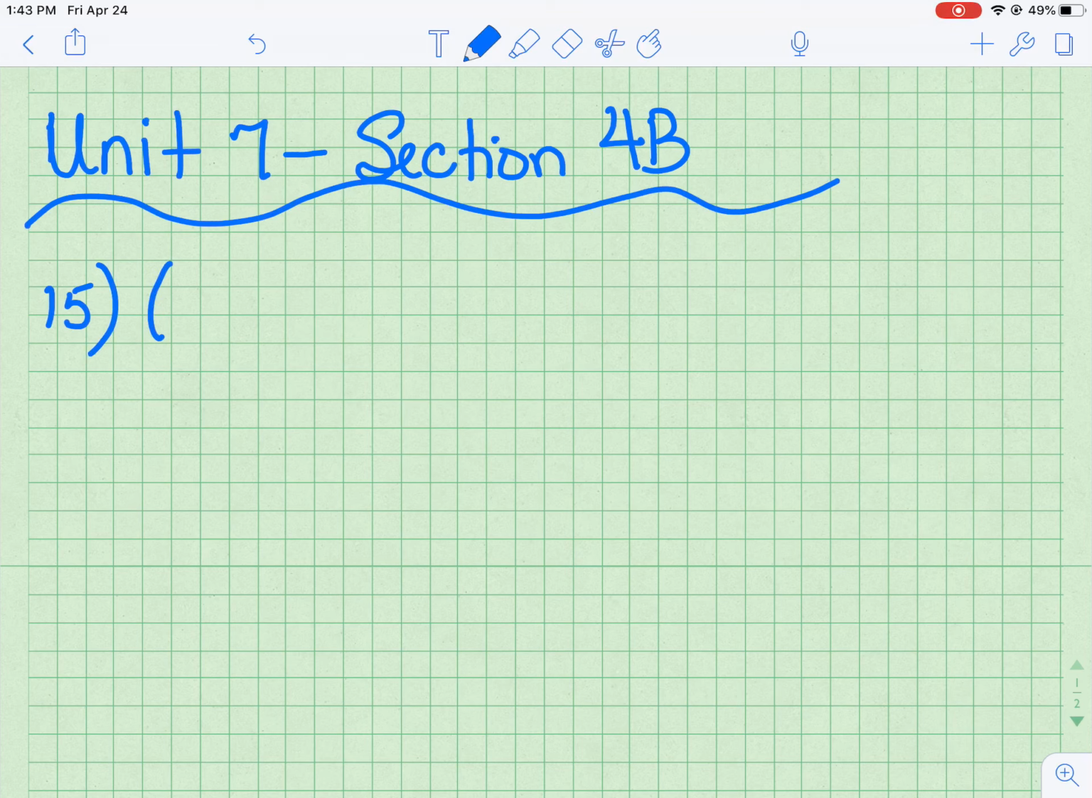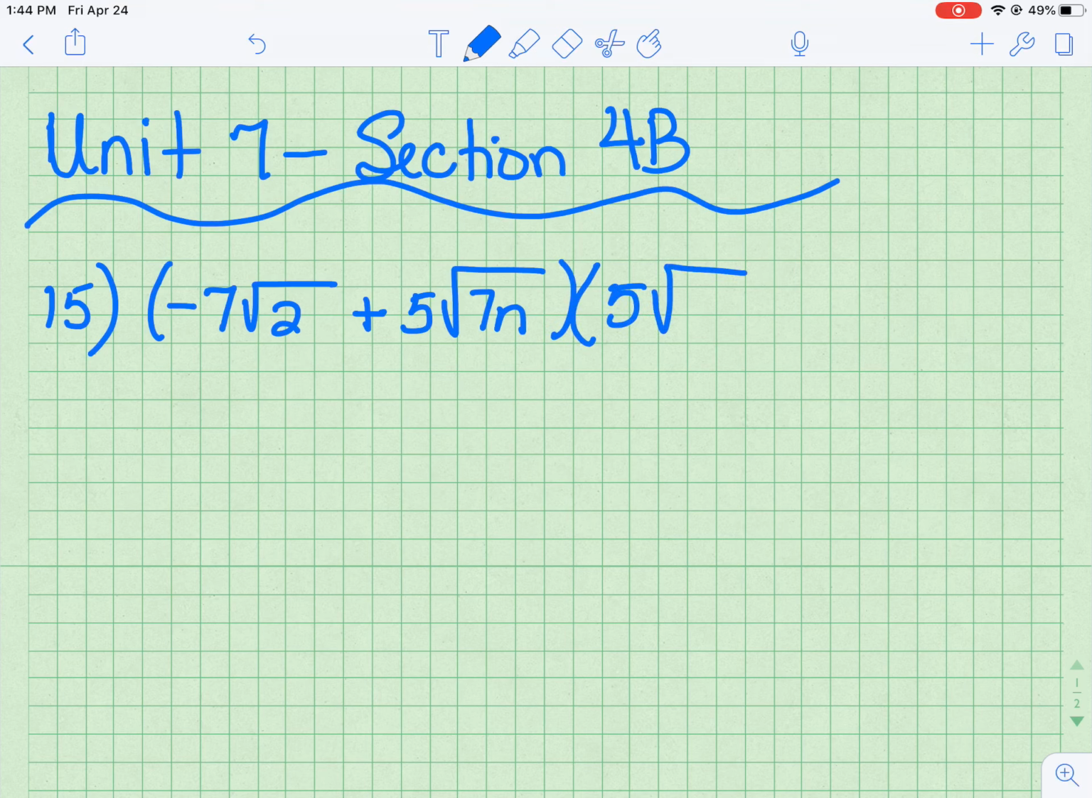So we have parenthesis, -7 root 2 plus 5 root 7n, close parenthesis, parenthesis, 5 root 2n minus 4 root 7n, close parenthesis. Okay, Eli, do you use box, distributed, or foil? And I think I like the box. All right, let's do box then.